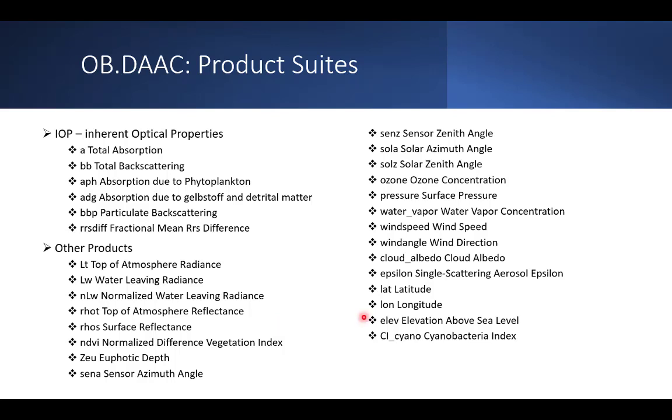So what I've done here is to give you the short form, the shorthand name given within the archive, and the full meaning of each one of them. BB is backscattering, APH is absorption due to phytoplankton, and so on. So these are some examples of the products that are available within the Ocean Biology Distributed Active Archive Center. And this is available within the SeaDAS platform.